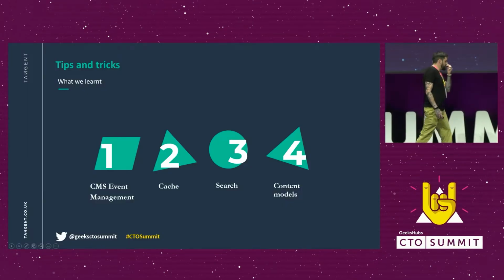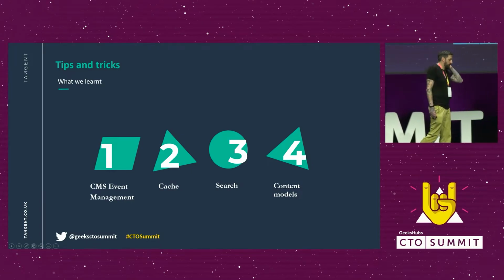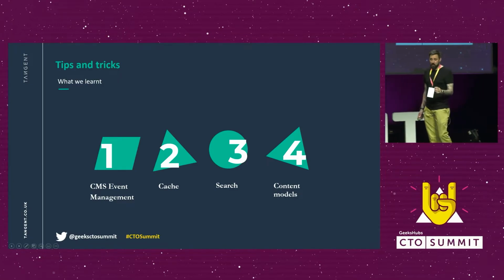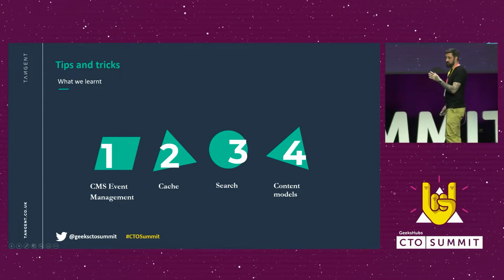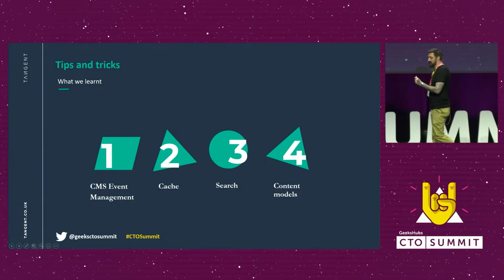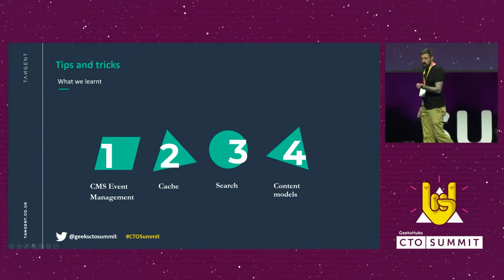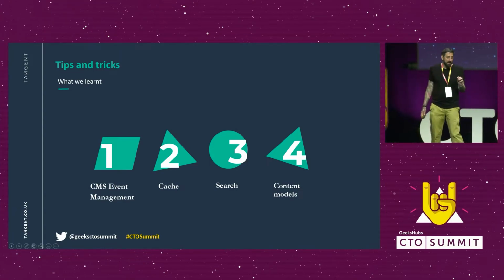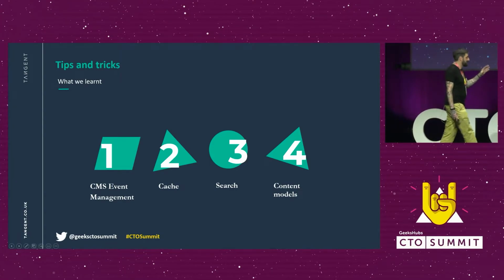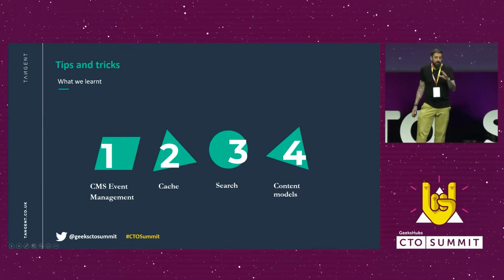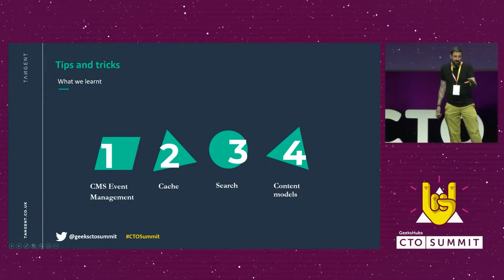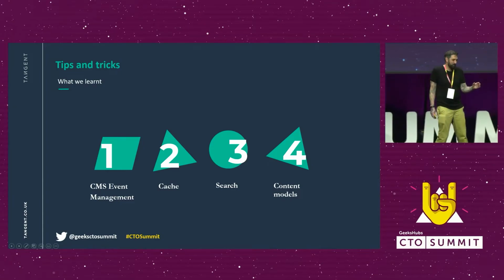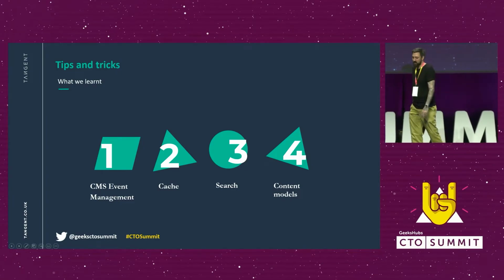So here are some tips and tricks that I wish we had known when we started out on our journey. One is how we handle events from the CMS, the order of events we handle them. Next is how we handle caching, search, and also considerations around content models. The tips and tricks you're going to get in the next 10 minutes will save you lots of agonizing pain we went through, and I wish I had watched myself give this talk maybe 9 months ago when we were starting out on this journey.